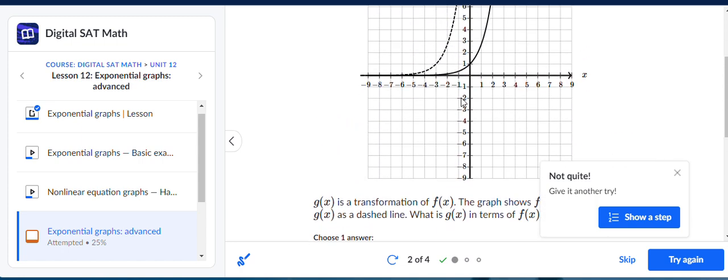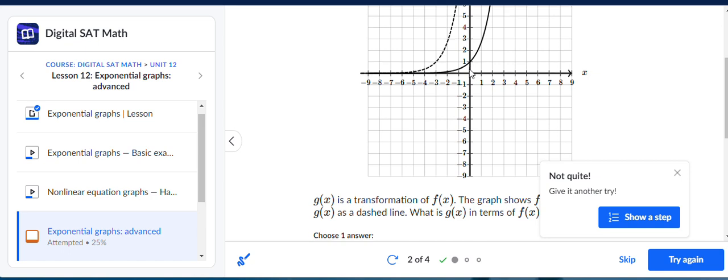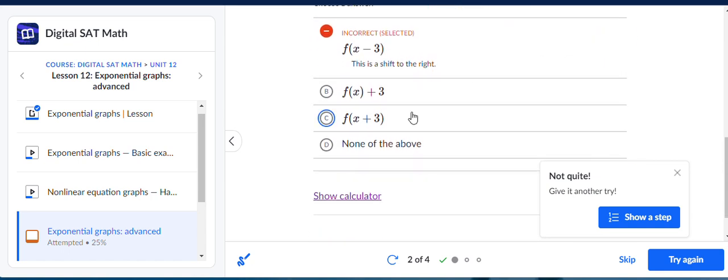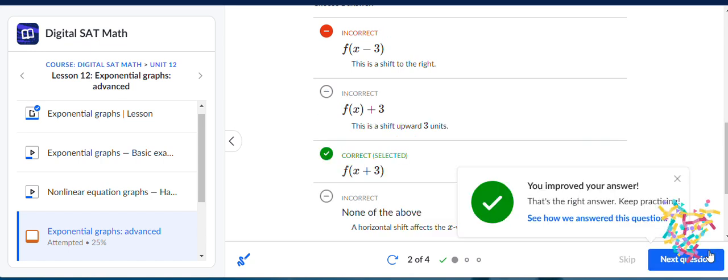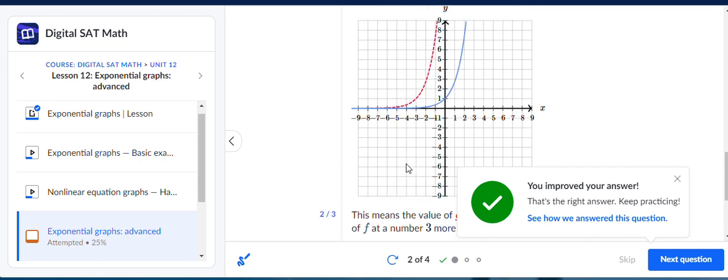x minus 3 is 1 minus... How the heck is that?